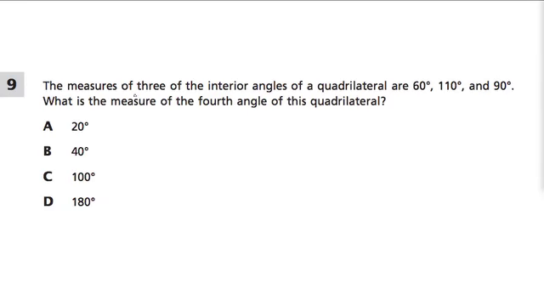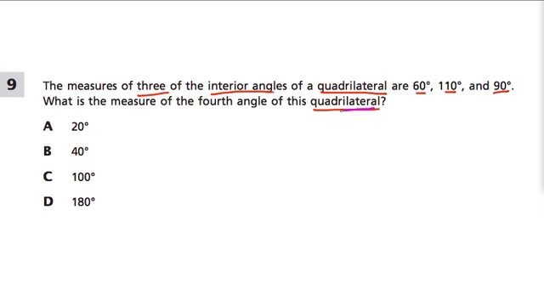The measures of three of the interior angles of a quadrilateral are 60 degrees, 110 degrees, and 90 degrees. What is the measure of the fourth angle of this quadrilateral? Well, let's just talk about this for a moment and see what's happening here.